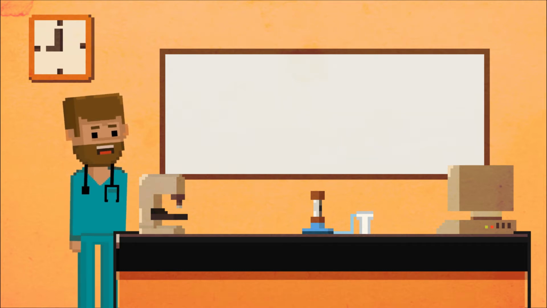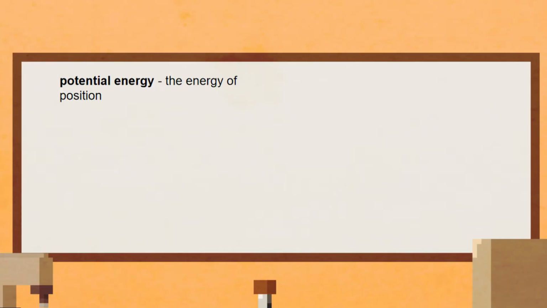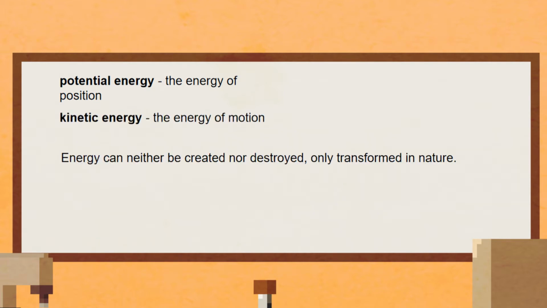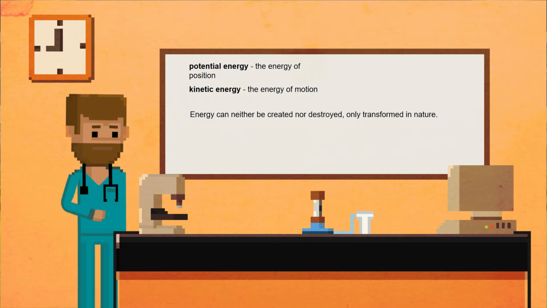The next 3 things I want to talk about are potential energy, kinetic energy, and the first law of thermodynamics. So potential energy is the energy of position, kinetic energy is the energy of motion, and the first law of thermodynamics says energy can neither be created nor destroyed, only transformed in nature.